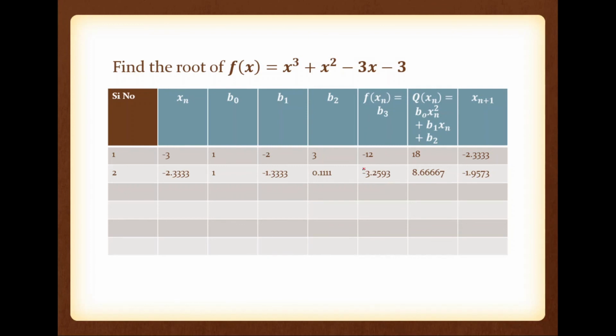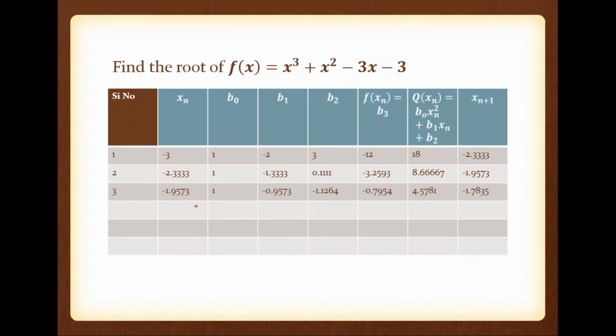So this is nothing but f of X0. Now we have the coefficients of the quotient, that is x square minus 1.3333x plus 0.1111. So that is the quotient. If you substitute X0 into that equation, we have 8.6667. So now what is xn plus 1? Xn plus 1 is this xn minus this one divided by this term. So we have minus 1.9573. So this is xn plus 1. Now by using this one, we can start the next iteration, iteration 3.